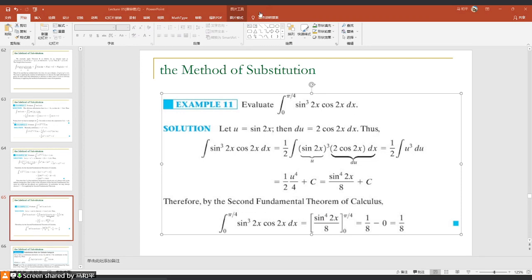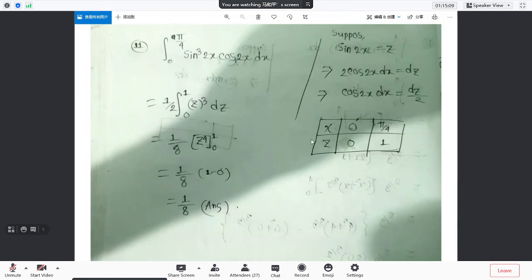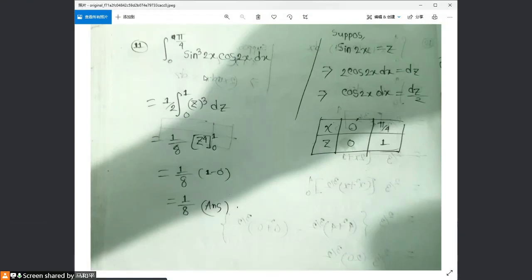Let's see Fatimo's answer. This is a little different from the answer in our PowerPoint, because Fatimo, I remember, has learned it before, so he used substitution in the indefinite integral. He likes, suppose let z be sin 2x. So 2 cosine 2x dx is dz.